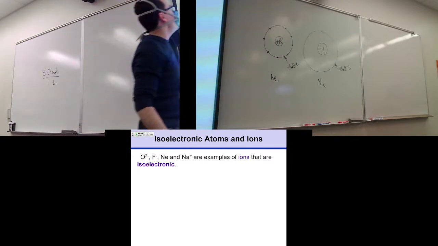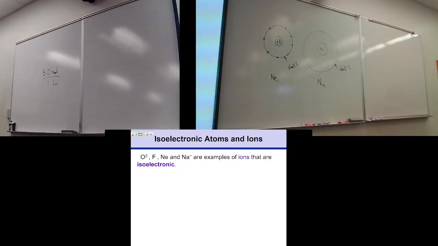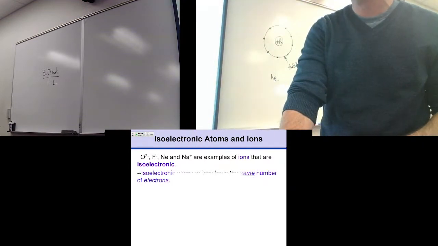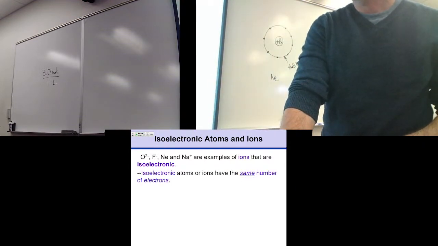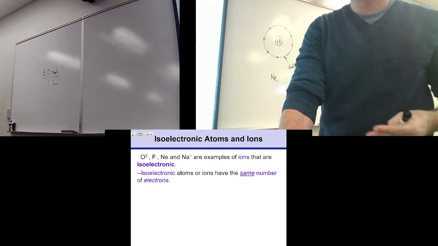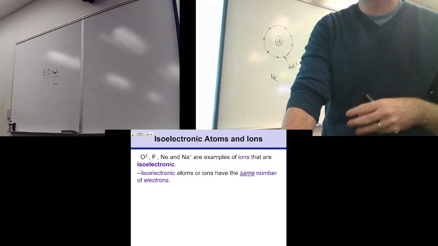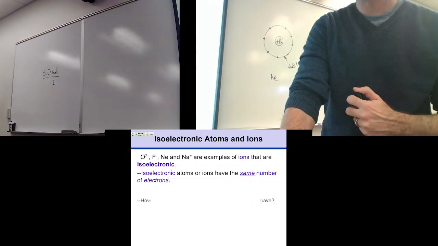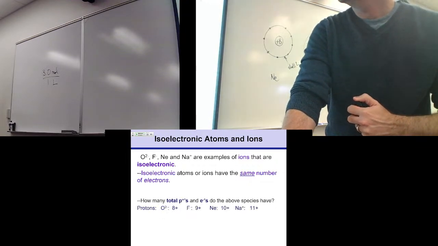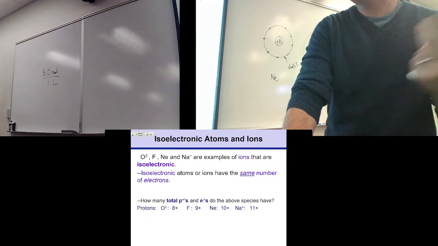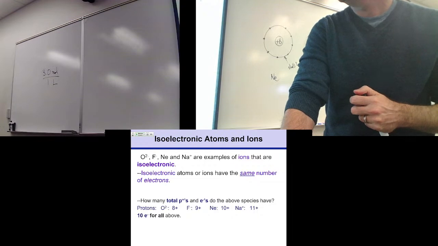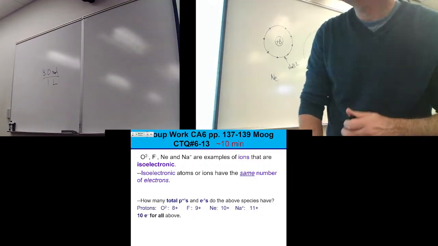And the idea here is these atoms and ions are isoelectronic, meaning they have the same number of electrons. So O2 minus has 10 electrons. F minus has 10 electrons. Neon has 10 electrons. Sodium plus has 10 electrons. And you can count these out. The protons are all different. That's what makes them different elements. But in this case, they all have 10 electrons.